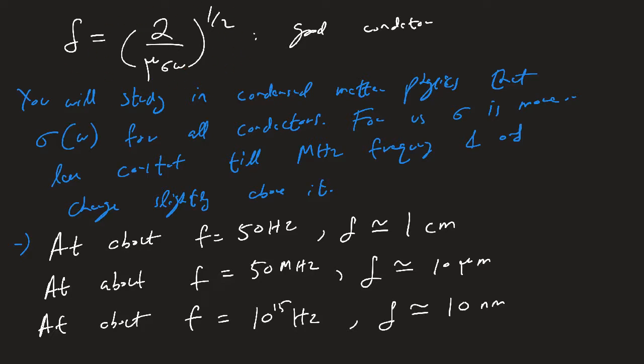So if you have a 10 nanometer thick coating of a metal, then basically you can block all visible light. But that coating will not block radio frequencies, and it will not block microwaves, and it will not block basically long electromagnetic waves, right? So it's because of this fact.